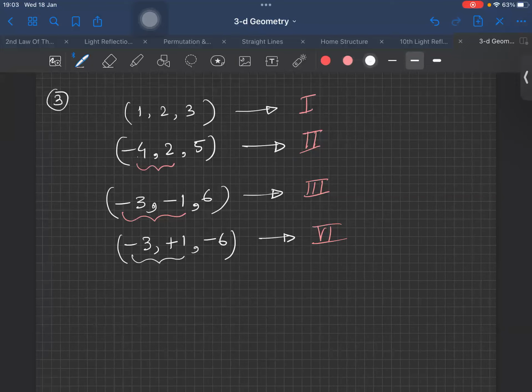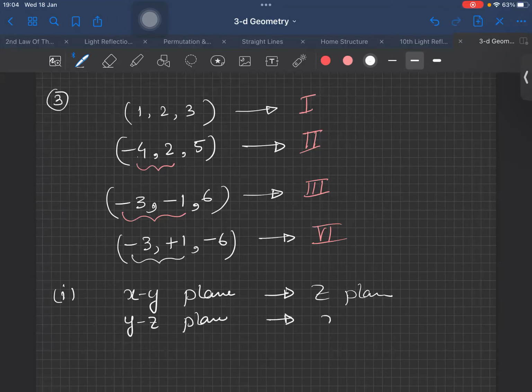Now, problem number 4. Fill in the blanks. X-axis and y-axis taken together determines the plane. Which plane is this called? XY plane is also called Z plane, right? YZ plane is called X plane. And see, these are all positive planes.